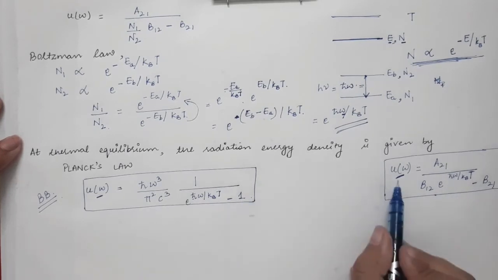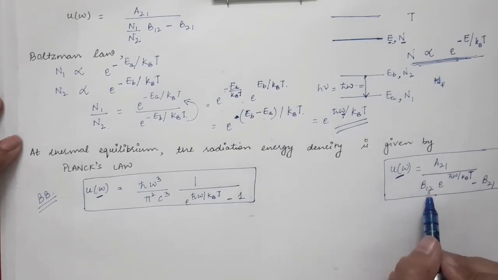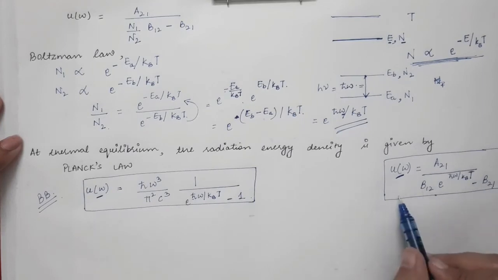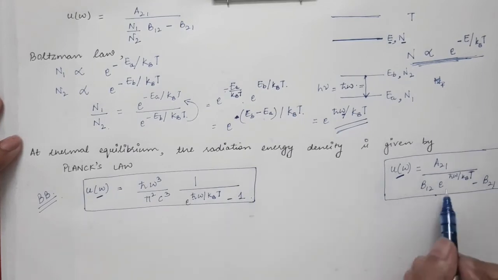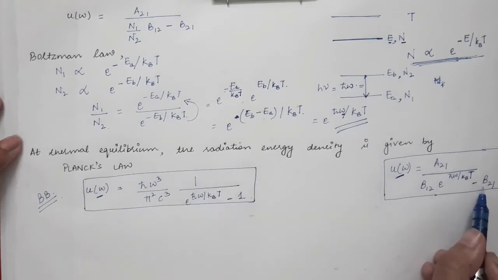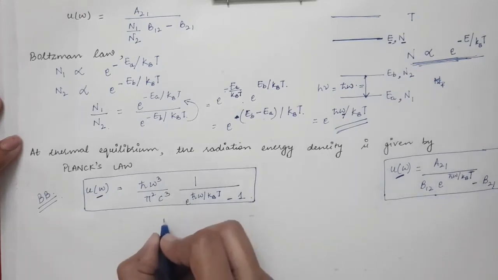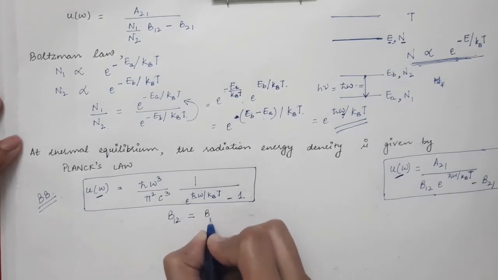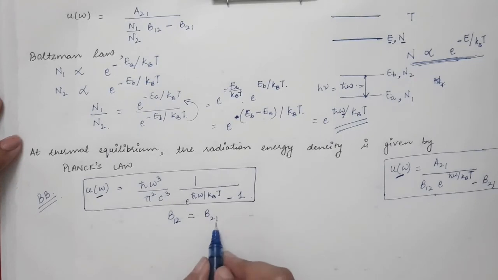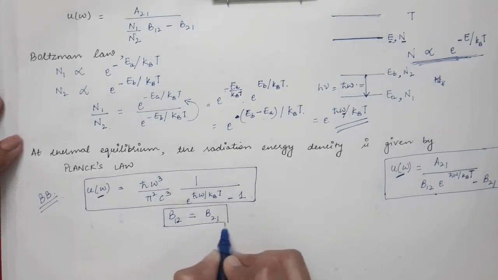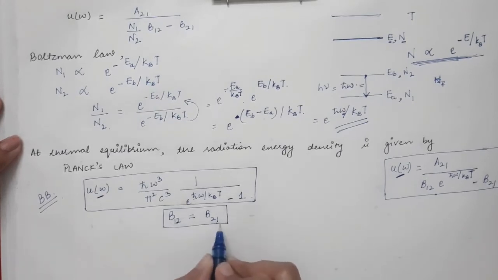So when he related these two formulas, he saw that this B12 must be equal to B21, so that we can take it common in the denominator, and we will have e power h cut omega by kBT minus 1 in the denominator of this formula. So B12 must be equal to B21. So what are the results that Einstein got? That B12 must be equal to B21. So these are nothing but the probabilities per unit time. So this is an important formula, that B12 must be equal to B21.